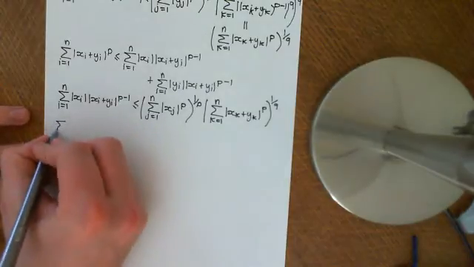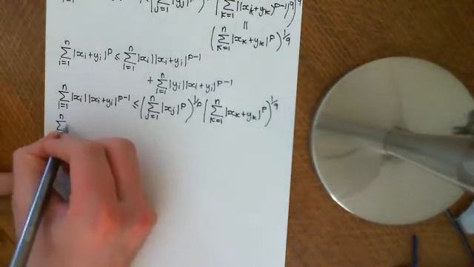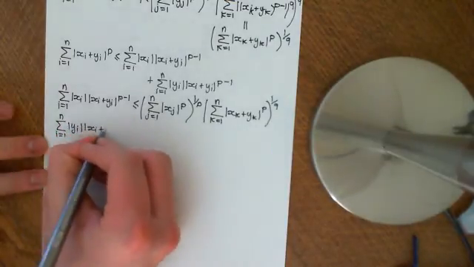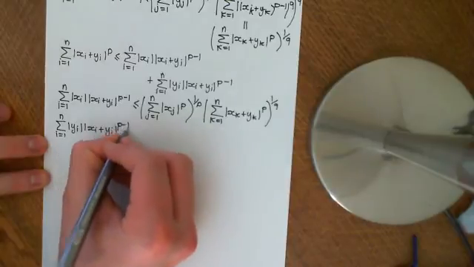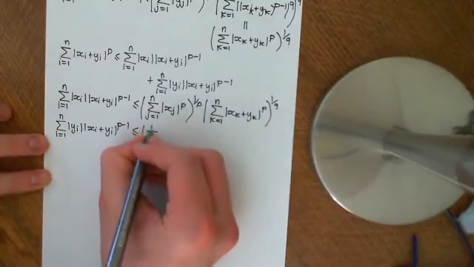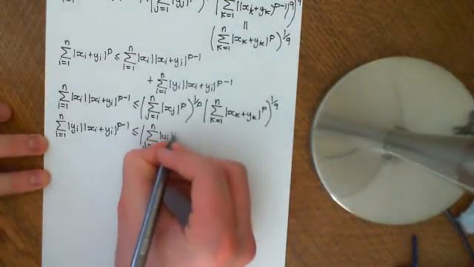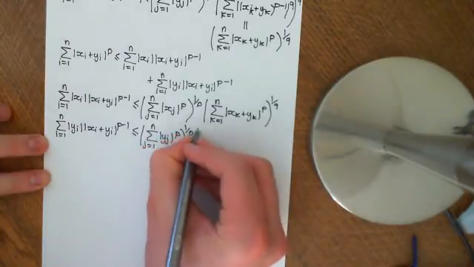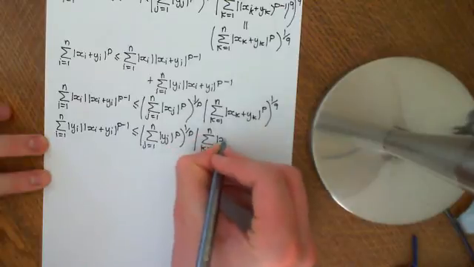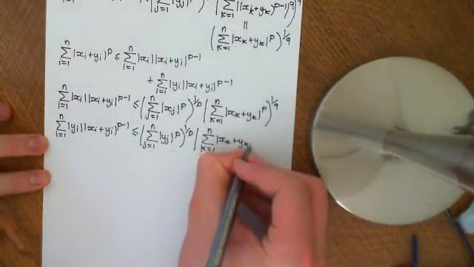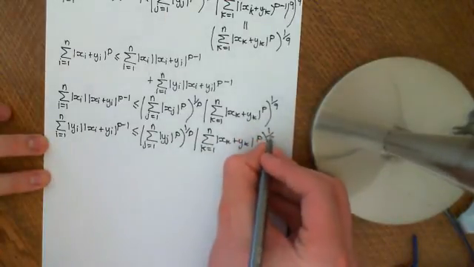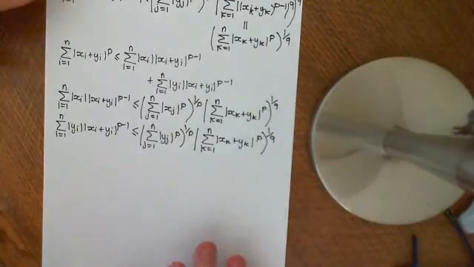And we got that the summation i equals 1 to n of the modulus of y_i times the modulus of x_i plus y_i to the power of p minus 1 was less than or equal to the summation j equals 1 to n of the modulus of y_j to the power of p, all of that to the power of 1 over p, times the summation k equals 1 to n of the modulus of x_k plus y_k to the power of p, all of that to the power of 1 over q. Okay, so that's where we are at the moment.